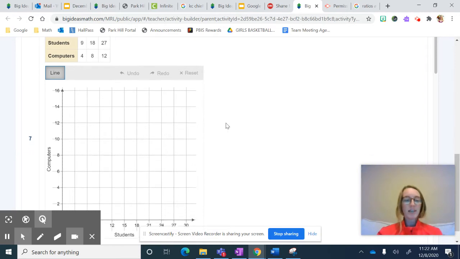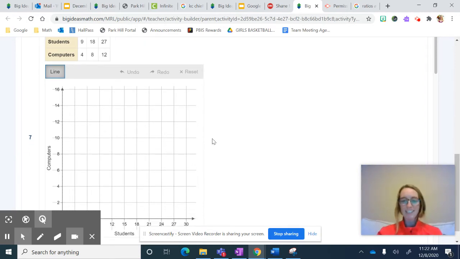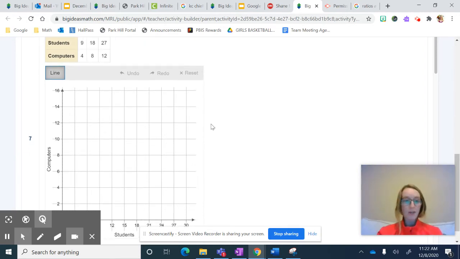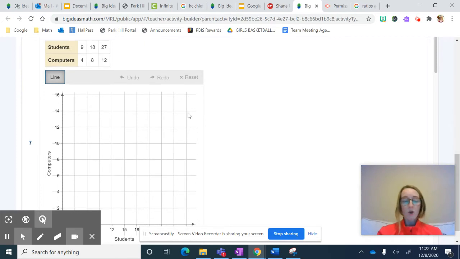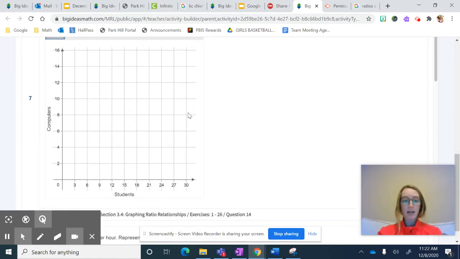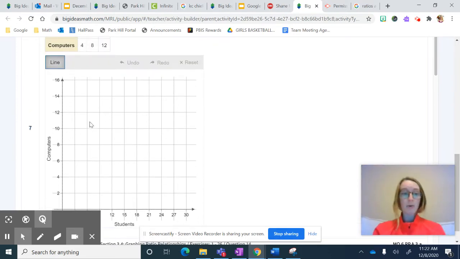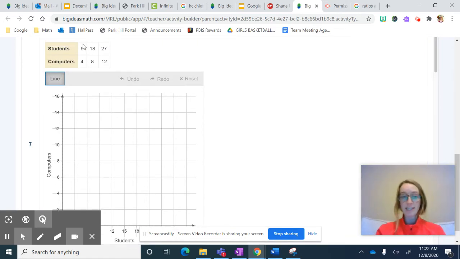So if we take a look at number 7, I have to just pull it up on Big Ideas so I can graph it accordingly. It says represent the ratio relationship using the graph. So students is at 9 and computers is at 4. The first thing we want to do is make sure that we're lined up correctly. Students are on the x-axis and computers are on the y. So the students will be at 9 when the computers are at 4.